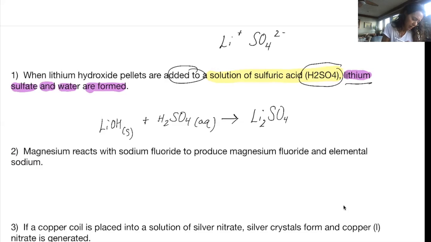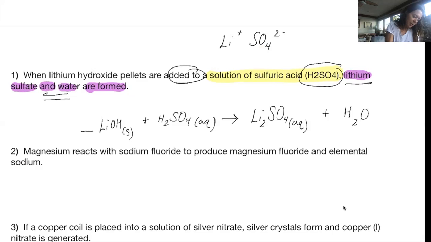Li2SO4. It will be in the water. And then it says and water. So that would be and water. Okay. Now, that's wonderful. There's our equation. However, it is not balanced. So we need to balance it.